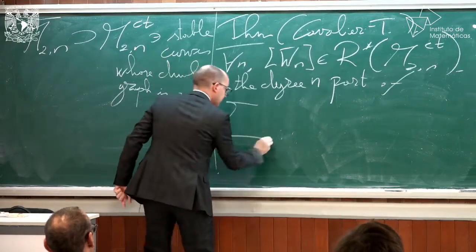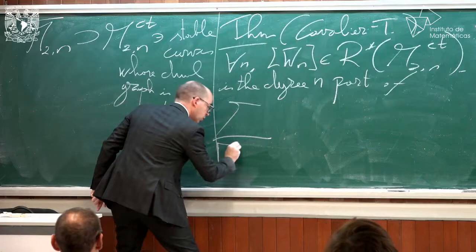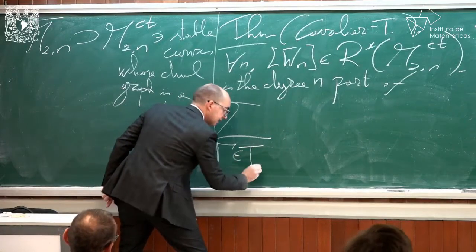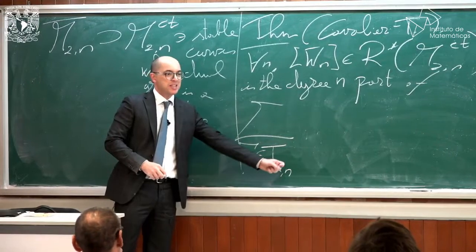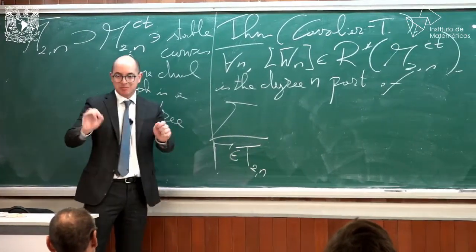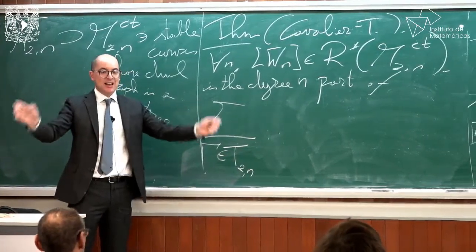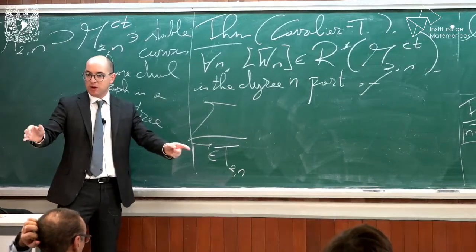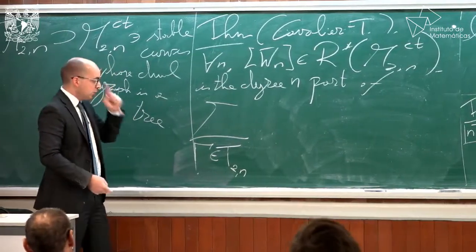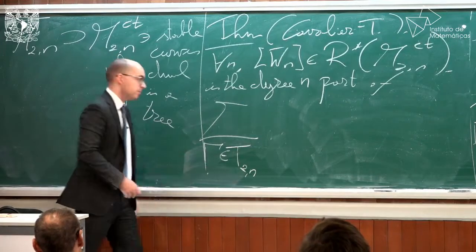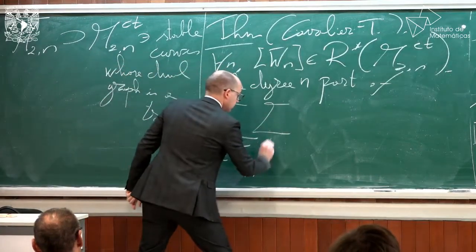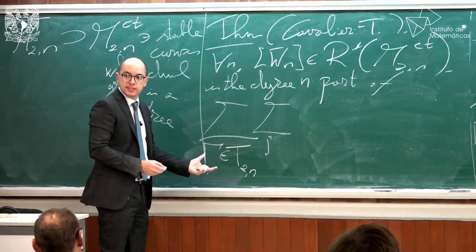So the formula is expressed as a sum over all gamma inside the set of trees which are dual to curves of genus 2 with n marked points, right? So every vertex comes with a label, and there are legs which will correspond to the marked points and come with a label. You sum over all these graphs. Remember that every graph corresponds to a boundary stratum. So this sum is topological in a certain sense.